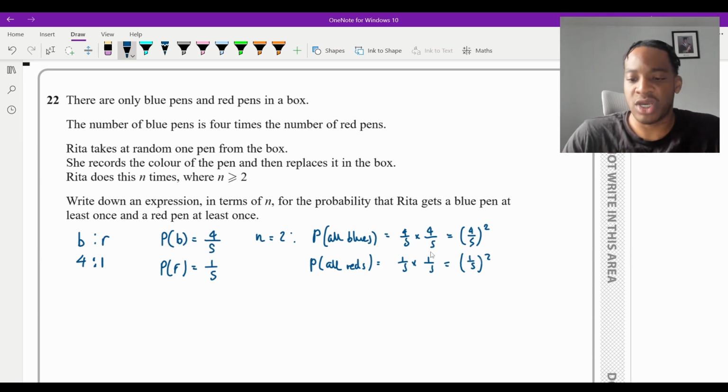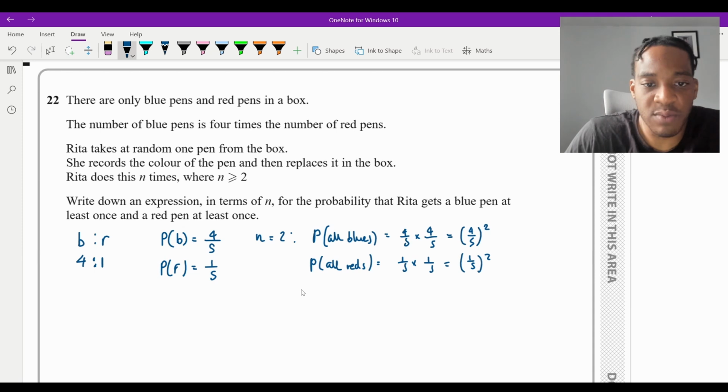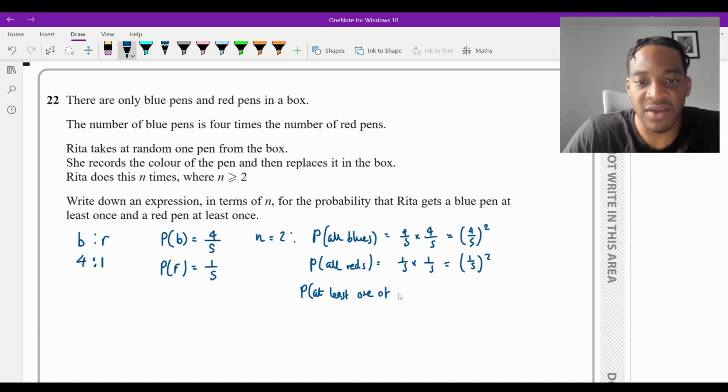Now, what is the other scenario? She could either get all blues or all reds, or she could just get 1 of each, isn't it? So I'm going to say the probability of at least 1 of each. In this case, because it's 2, it's just 1 of each, isn't it? Because it's only 2. But I'm just going to put at least 1 of each because it's just going to be the same thing. Well, how can this happen?